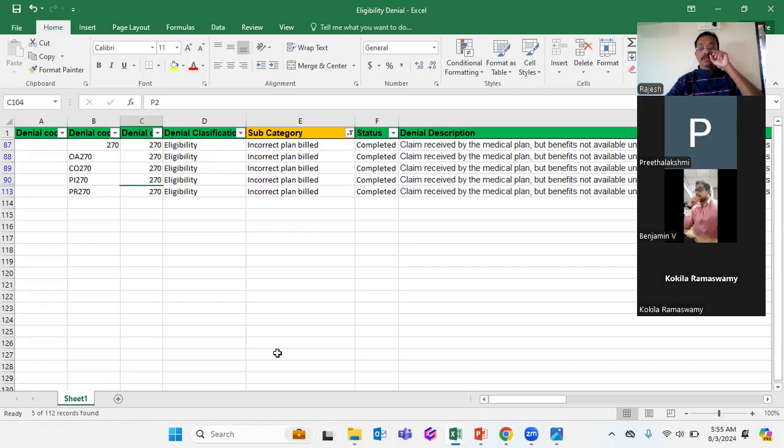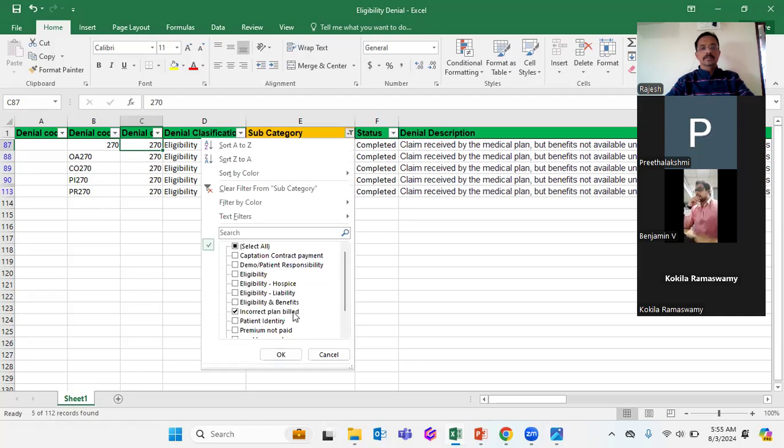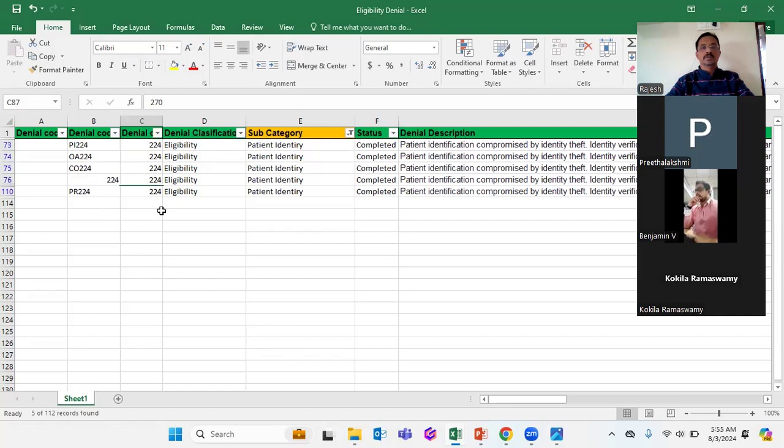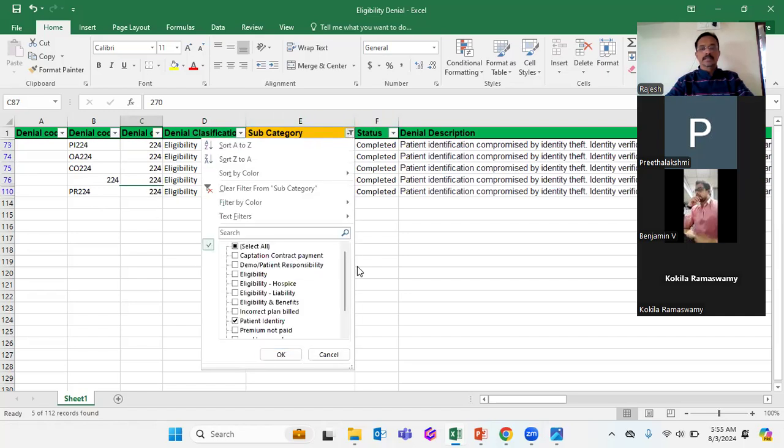So I'll go back to the incorrectly billed claim. See, for example, we have a different plan. Instead of PPO, you would have billed to HMO. Like that, with Cigna, instead of billing to one particular IPA, I would have billed to a different IPA. These are all the plans which are getting denied for a 270 denial. And the same way, for patient identity, you know very well the ID number is mismatched. It's not right. These are all categorized into the patient identity category.